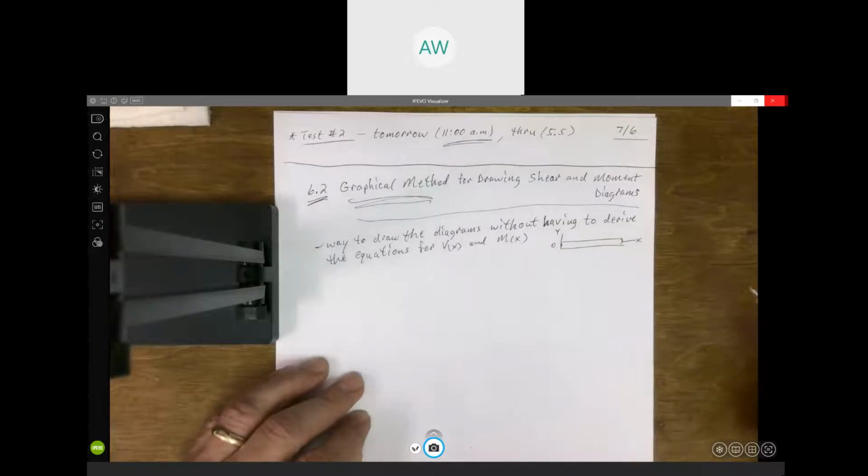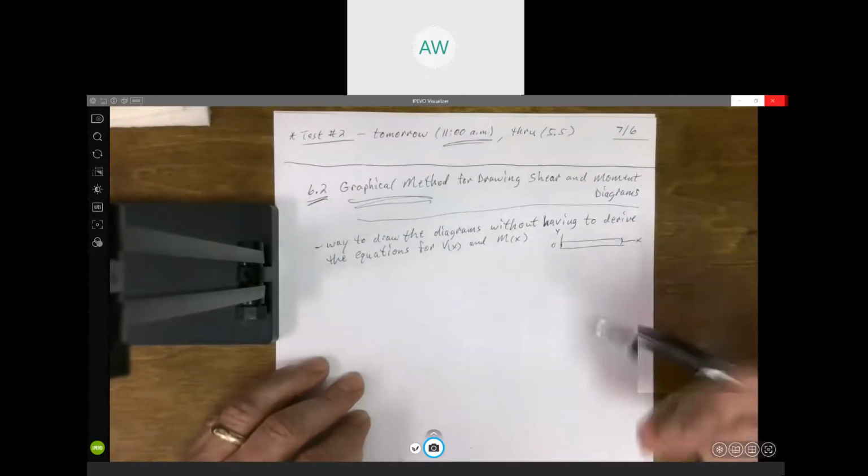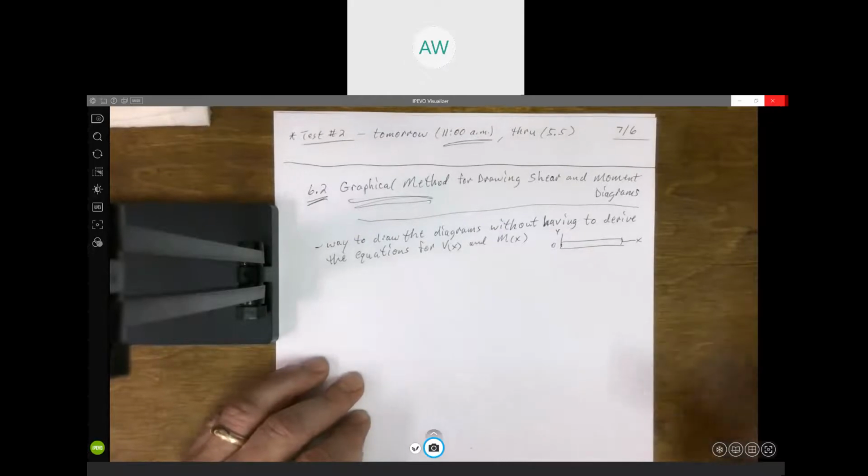That's how we did it to start with. We used the method of sections. We went out some arbitrary distance x and cut it, and found the shear force and bending moment at that arbitrary position. Remember, we had to cut it where the load changed, because our equations change when the load changes. Hopefully you'll be able to draw those shear and moment diagrams without calculating those equations. It's a lot quicker, shorter, easier, less work.